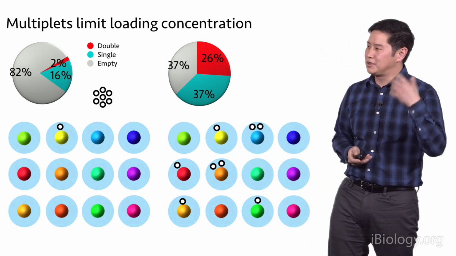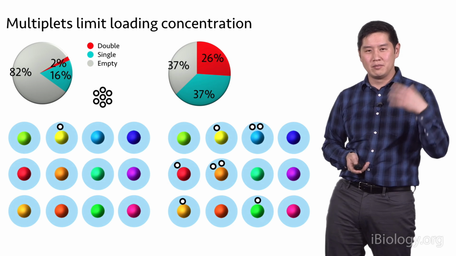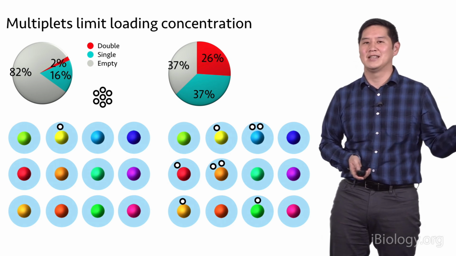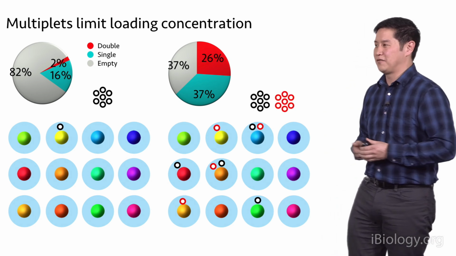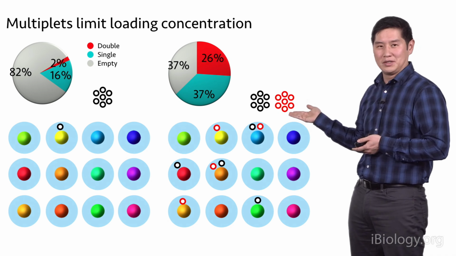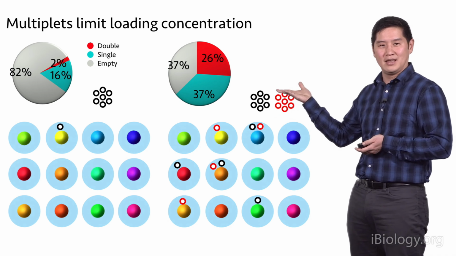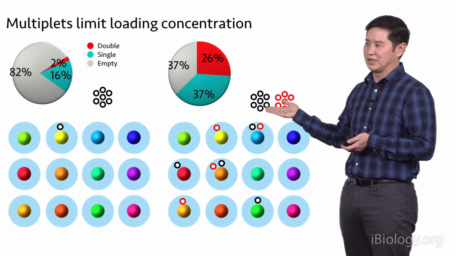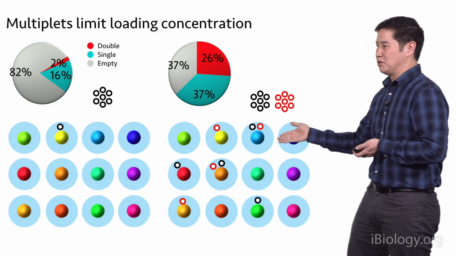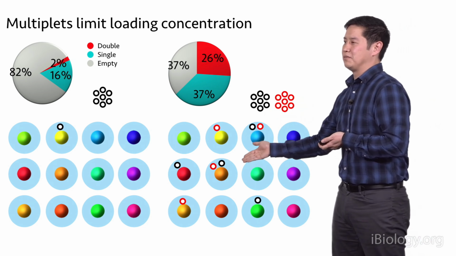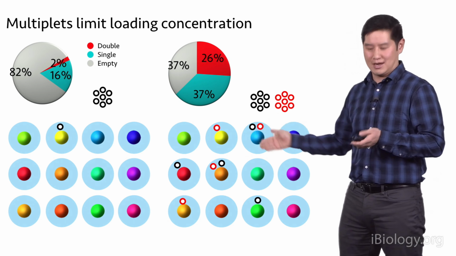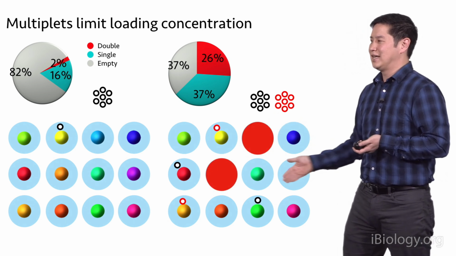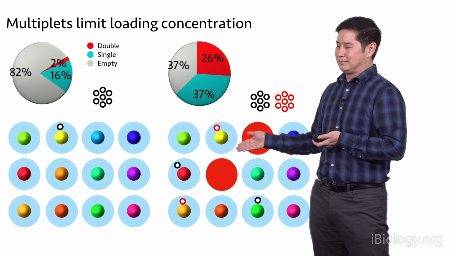Now, if there's some way to identify these doublets, you could remove them computationally from your data analysis. And so, for instance, if you had 2 differentially labeled samples that you pull together and then you flowed into your microfluidic device at a high concentration, you would get multiplets. But if the multiplets came from 2 different cell types and you can identify that, you can exclude those from analysis and then actually get more single cells for the same cost.